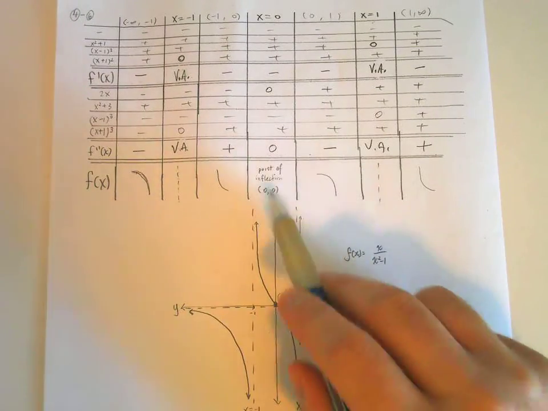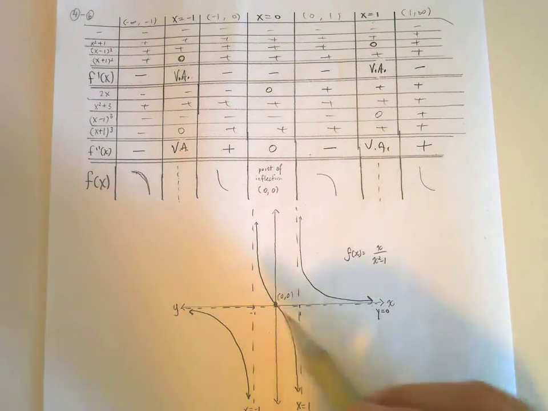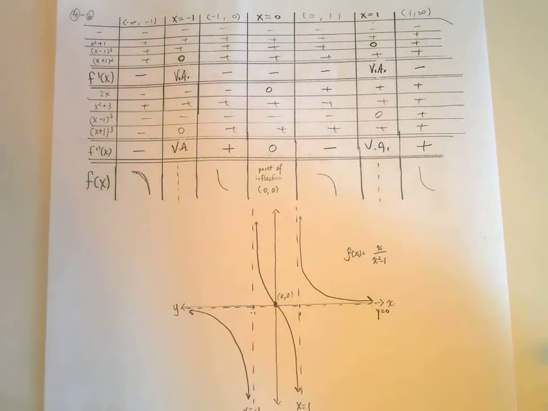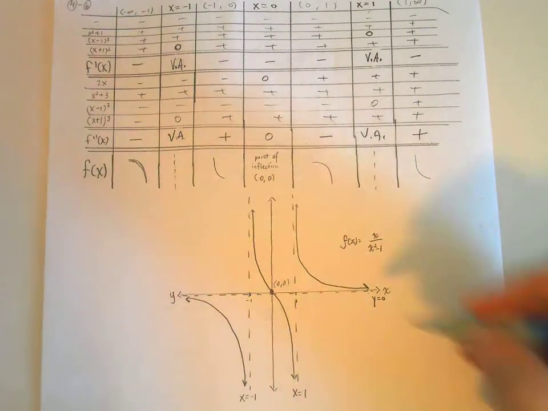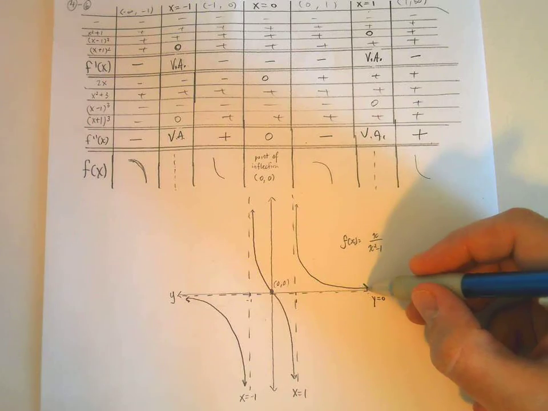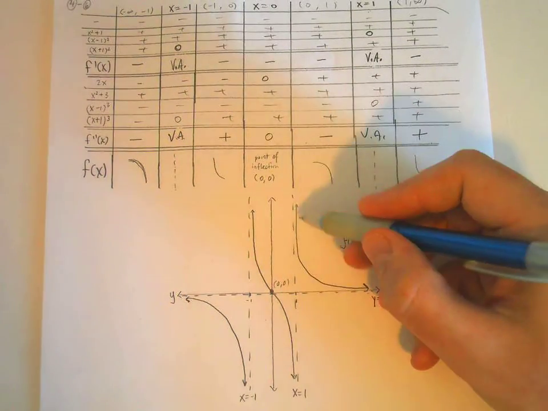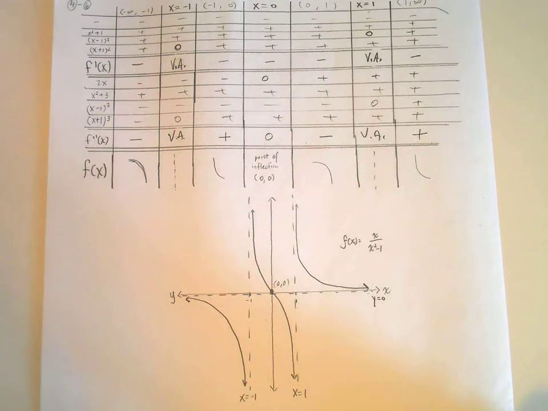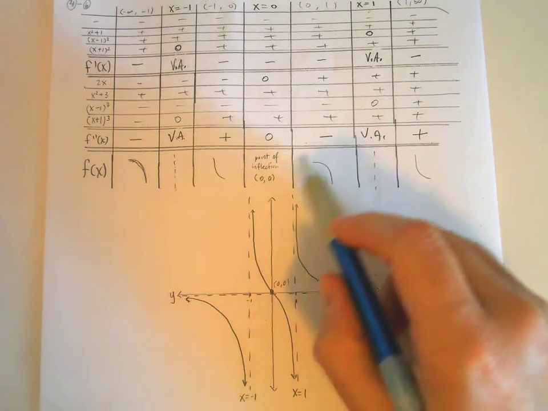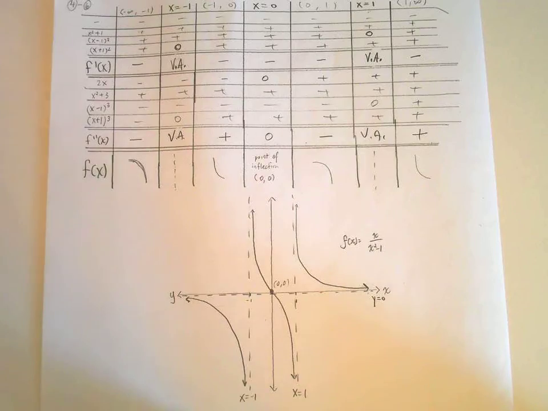Okay. Then from my chart, I would put in any new key points. I've got a point of inflection that's there. And then I can start putting in the rest of the information. So from my asymptotes, I knew the end behaviors. So I know this is going to be above, this one's going to be below. And I knew the behaviors on either side of the vertical asymptote. And then I can now start putting in these shapes. And then this is what my function is going to look like.